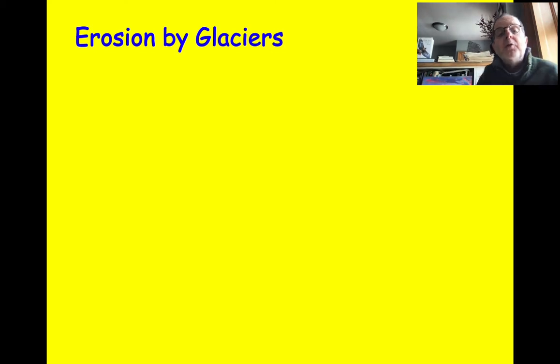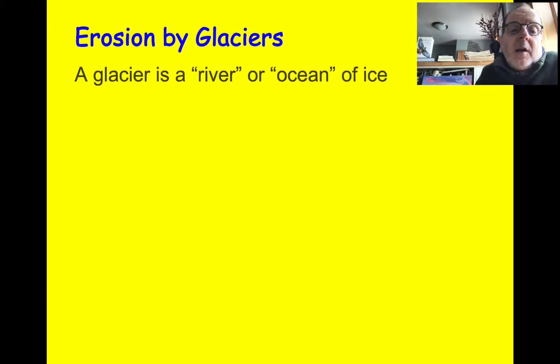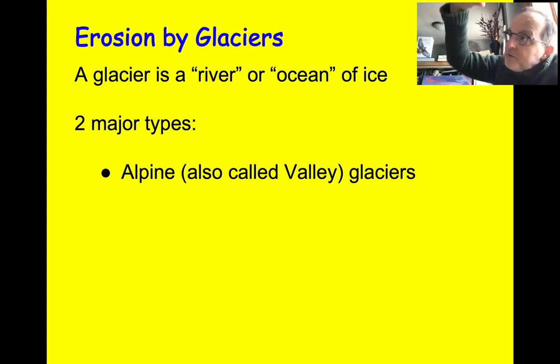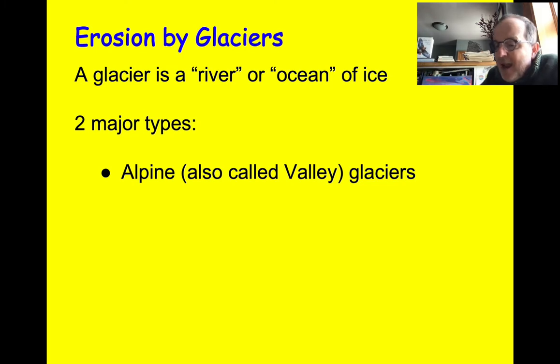That takes us to erosion by glaciers, which is the last type of erosion we'll talk about. A glacier is a river, or you could even call it an ocean of ice, depending on the type of glacier. We have two types of glaciers. We have an alpine, also called valley glacier. These form at high elevation and tend to form moving down from the tops of the mountains to lower elevation, as long as it's cold enough to maintain a front which is not melting faster than it's growing.